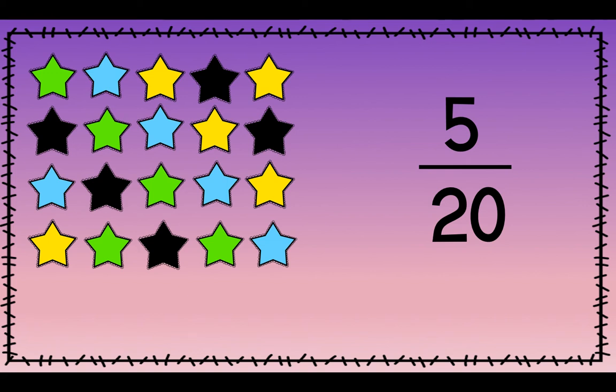If I wanted to know how many green and blue and black stars there are, I would say there are 15 out of 20. Using fractions to tell us how many items are a part of a set is a real world way that we use fractions every day.